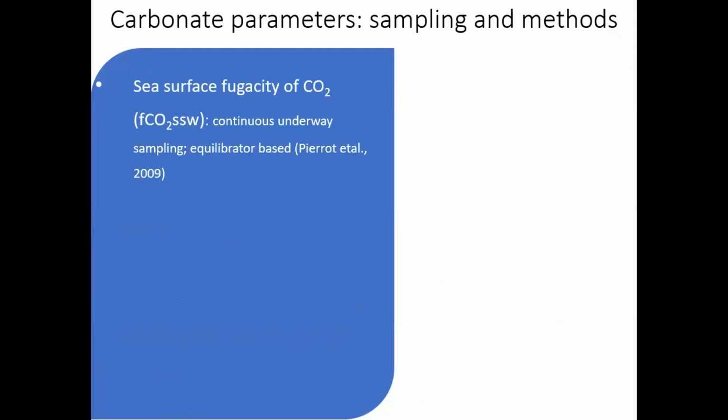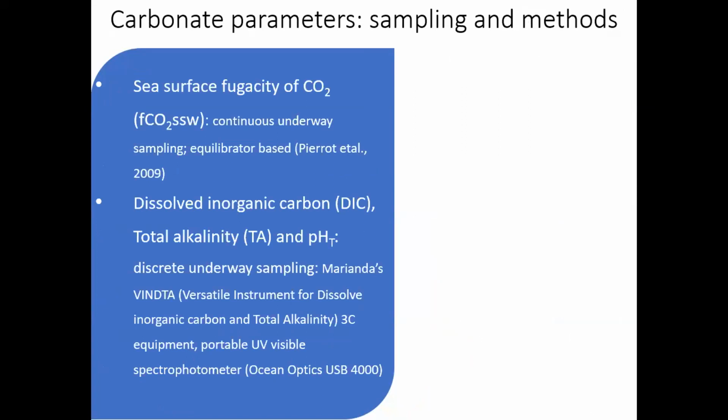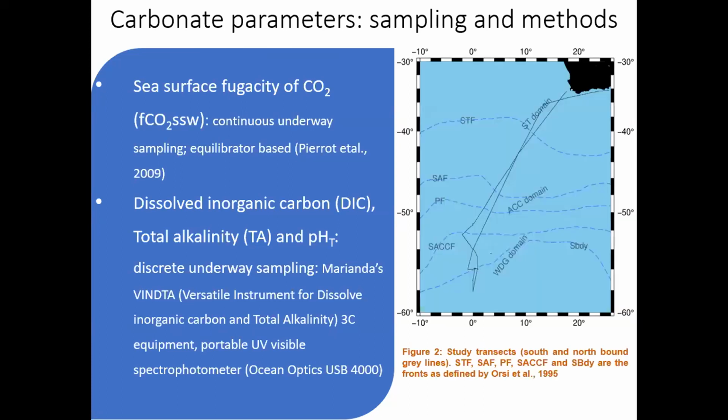So the parameters measured, as have been mentioned: we measured the sea surface fugacity of carbon dioxide in water using the continuous underway sampling method. And we sampled the dissolved inorganic carbon and total alkalinity and pH, also surface parameters, using discrete underway sampling. The TA and the DIC were measured using the Vindta equipment, while the pH on a total scale was measured using the spectrophotometer. And here I have the map of the cruise going from South Africa down south, and it was actually on a return transit, and measurements were carried out during both the southward and northbound transits.